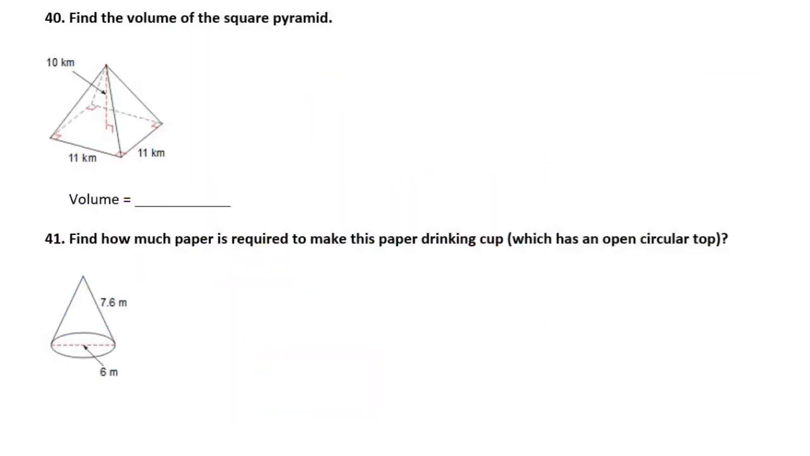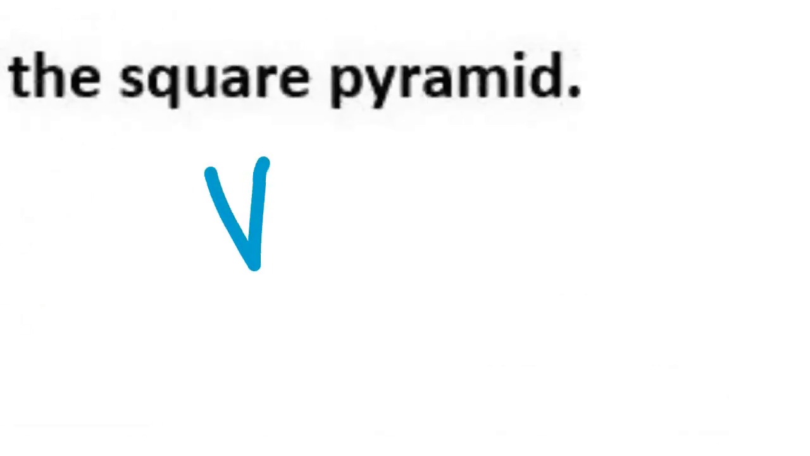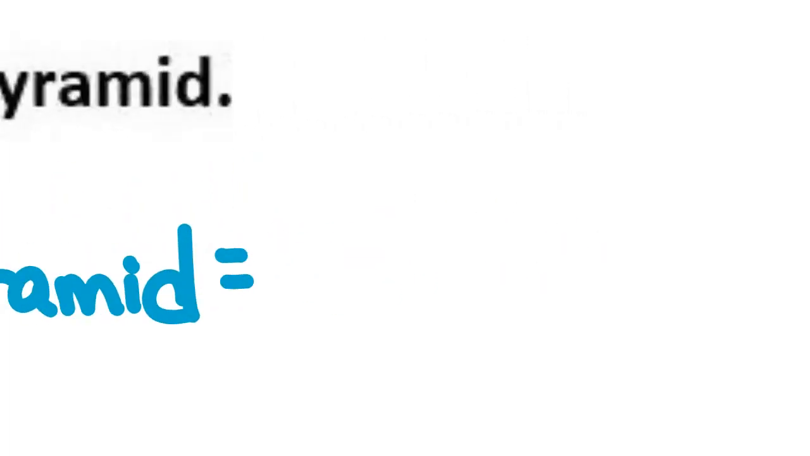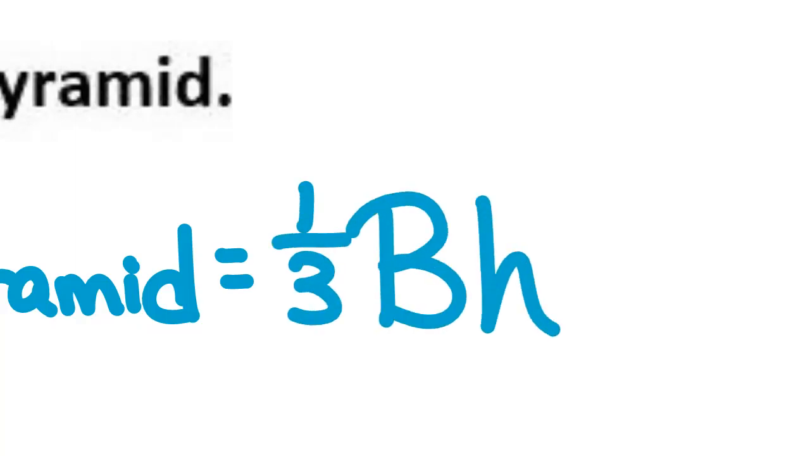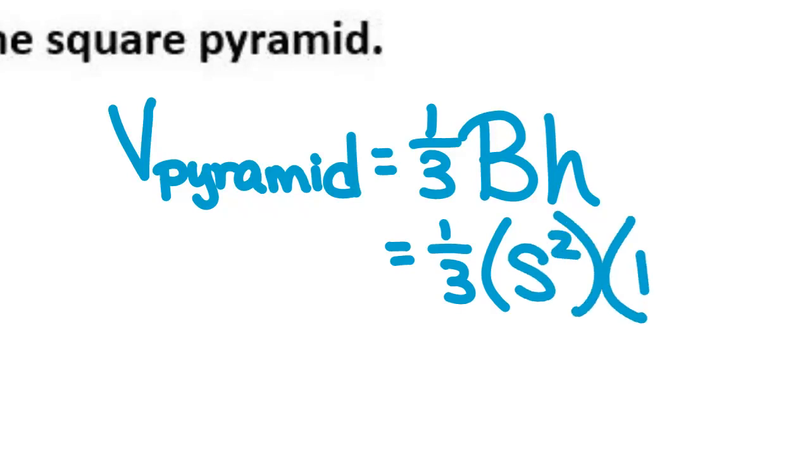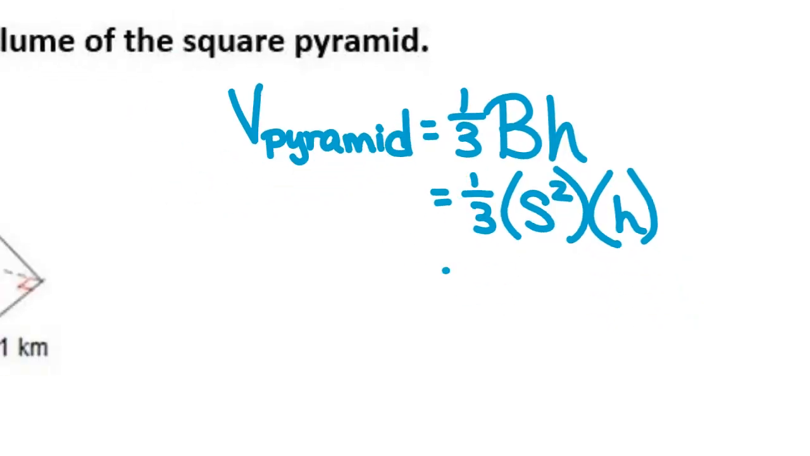Find the volume of the square pyramid. Our formula for the volume of a pyramid is 1/3 times the area of the base times the height of the pyramid. And what shape did they say the base was? A square. How do we find the area of a square? Side squared. How big are the sides of the base?